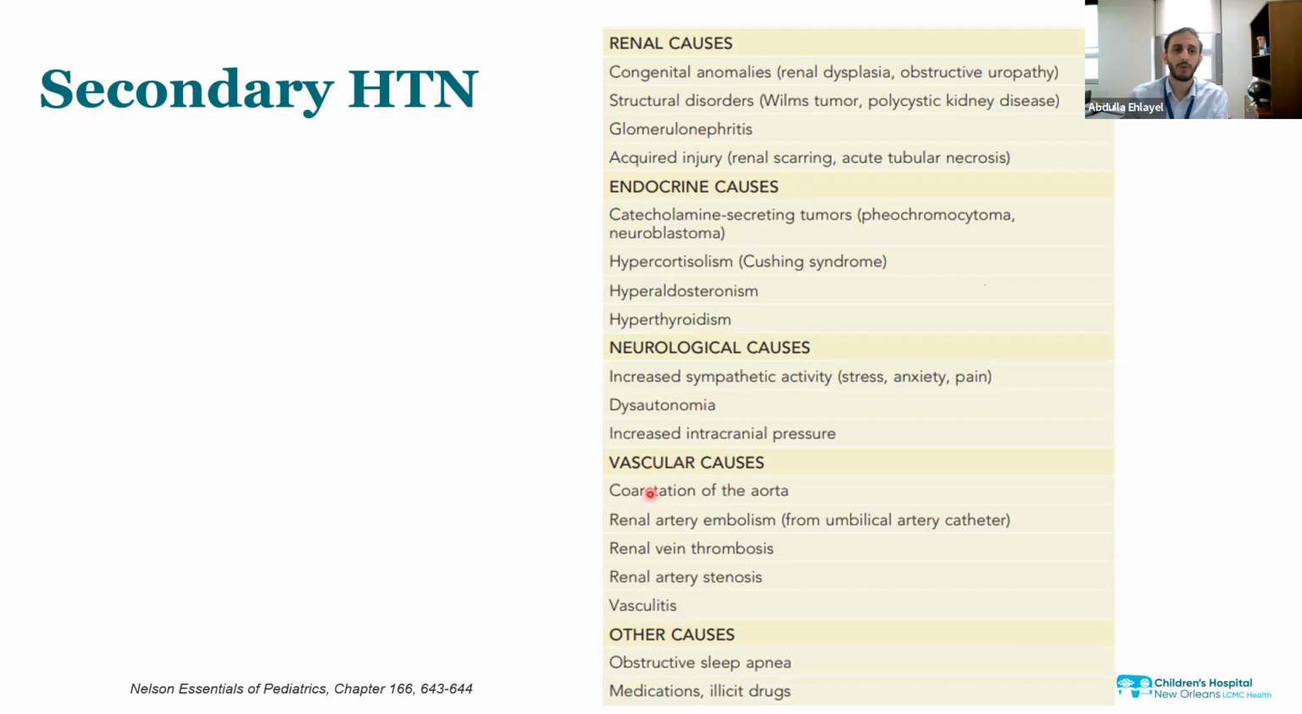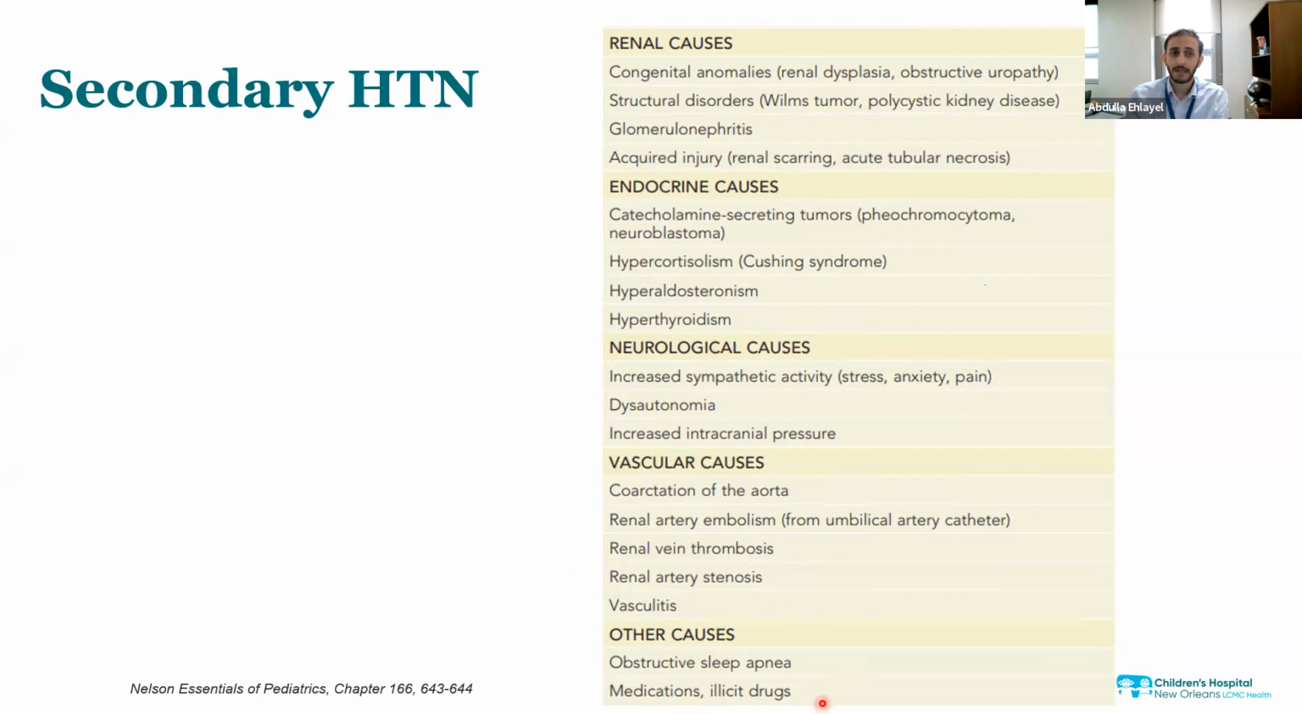Renovascular causes, the two most common ones: coarctation of the aorta, which is usually caught in the first year of life, but sometimes children make it to an older age before it is found. The second most common cause is renal artery stenosis. Other causes are obstructive sleep apnea and medications.